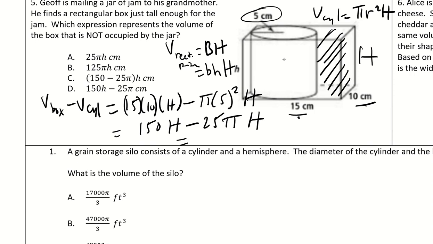And then if we want, we can factor out the h, and we get this. So basically I pulled out the h, and now when we use the distributive property, we get back to the original. The reason why I do that is because that's the answer, part C. So if I were to distribute this, that would be the answer that we got here, 150h minus 25 pi h. Okay, and that's my answer. Number 5 is C.